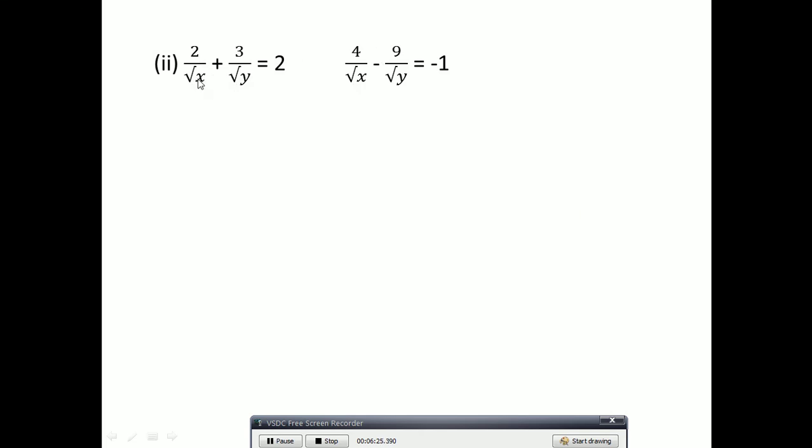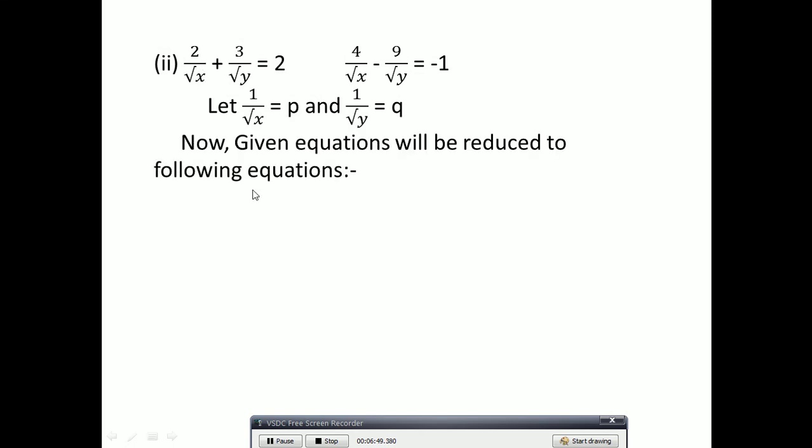It is 1 by root x, 1 by root x, 1 by root y, 1 by root y. So we will assume 1 by root x as p, 1 by root y as q. It is not necessary that we have to assume only p and only q. We can assume any other variable. Clear? So if we put 1 by root x as p, it will be 2p plus 3q equal to 2, equation number first. Similarly 4p minus 9q equal to minus 1.